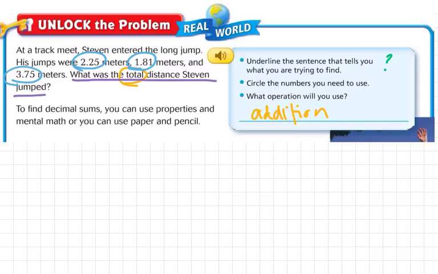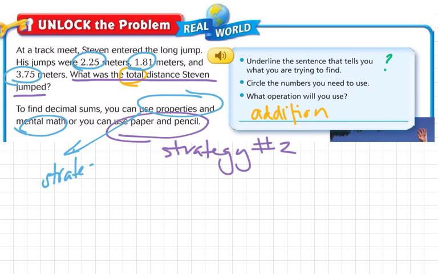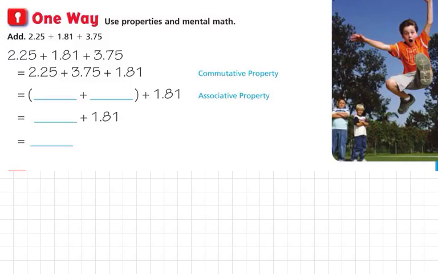So, it says to find decimal sums and differences, we can use properties and mental math, or we can use pencil and paper math. At first, boys and girls, this strategy, which is the second strategy, you're going to think that that's easier. But actually, if you use properties, you're going to find out later on that the first strategy, which is properties and mental math, is going to be quite more efficient and less time consuming. So remember, you always want to work smarter, not work harder. So, boys and girls, our first way, we're going to use properties and mental math.